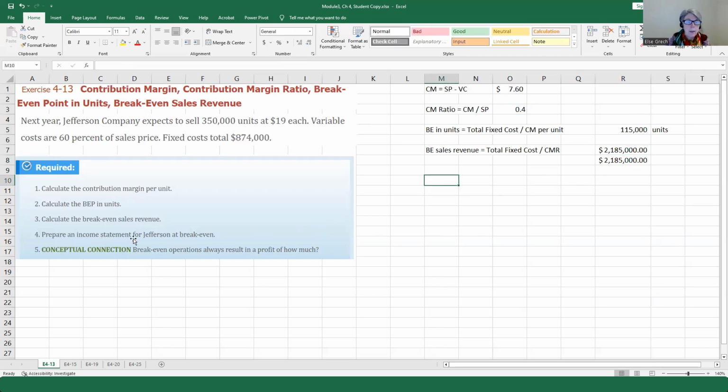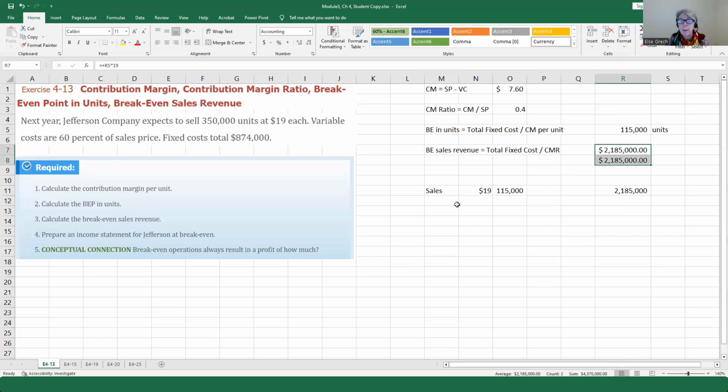They say prepare an income statement for Jefferson at break even. Well, break even is 115,000, so we can create that income statement. We've got sales, and we know what sales are going to be. They're going to be the selling price, which is $19, multiplied by the number of units, and our number of units is 115,000 at break even. So we're going to take those two, multiply it, and we've got 2,185,000, which we knew we were going to get anyway, because we calculated it up here.